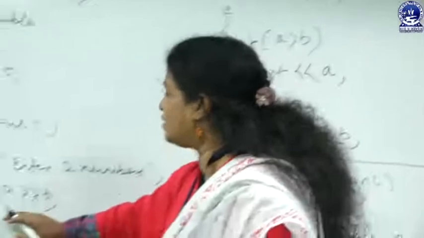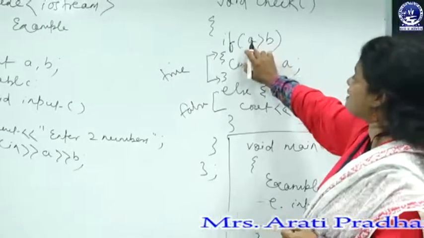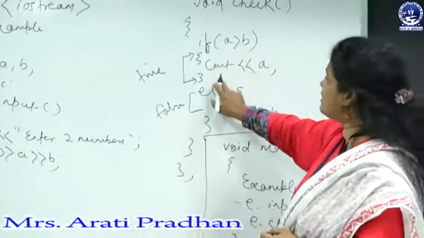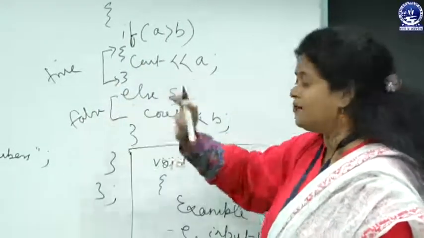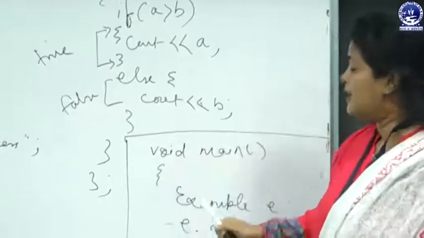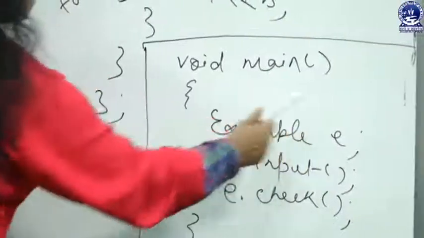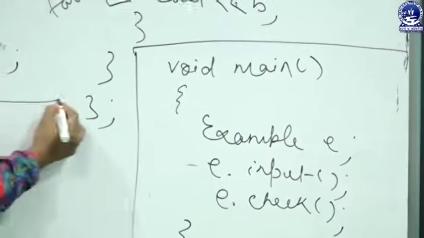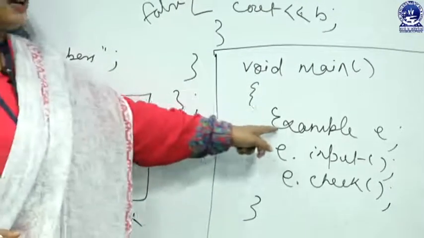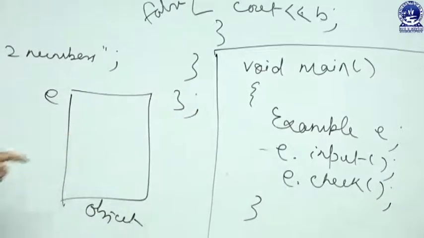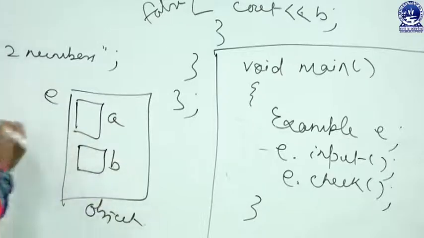We have inputted two numbers here and we are checking the two numbers here, and if the first value is greater, then this part will be executed, else this part will be executed. This is all about the class. Now, we will explain the main part. Inside the main part, I have used example E. So, E means object here. Example is the name of the class, E is the object. E consists of what? One variable a and another variable b.